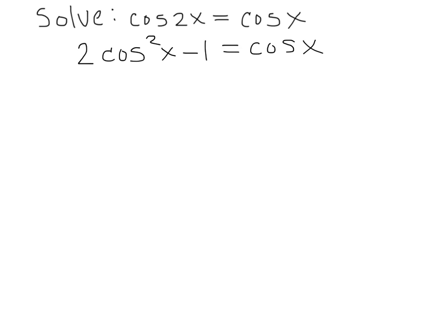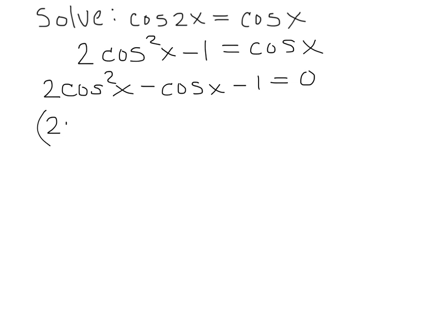If I subtract the cosine of x to the left side and put the pieces in descending order, I get 2 cosine squared x minus cosine x minus 1 equals 0. This now looks like a trinomial. It's quadratic in nature and can be factored.